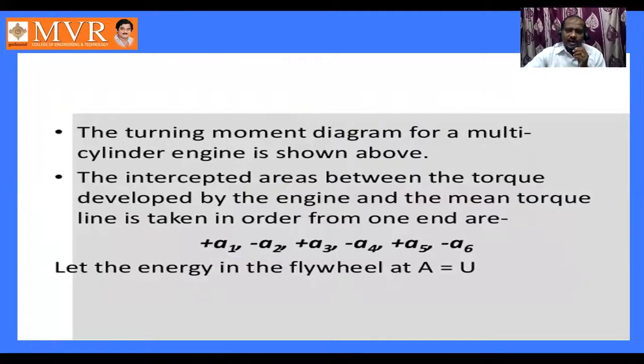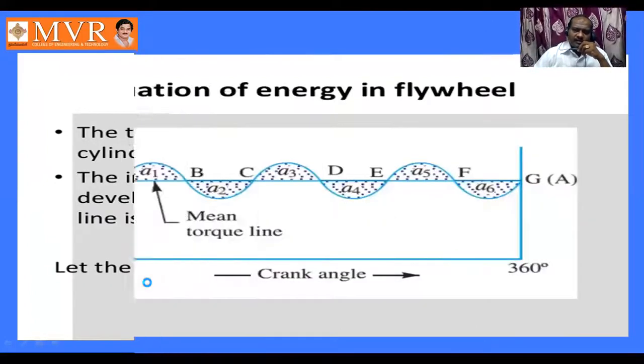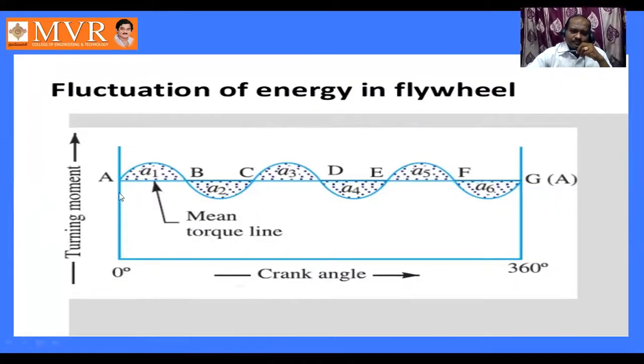So the turning moment diagram of a multi-cylinder engine is shown above. The intercepted areas between the torque developed by the engine and the mean torque line are taken in order from the left: A1, A2, A3, A4, A5, A6. So if you observe, these are A1, and how many areas in total? Six are there.